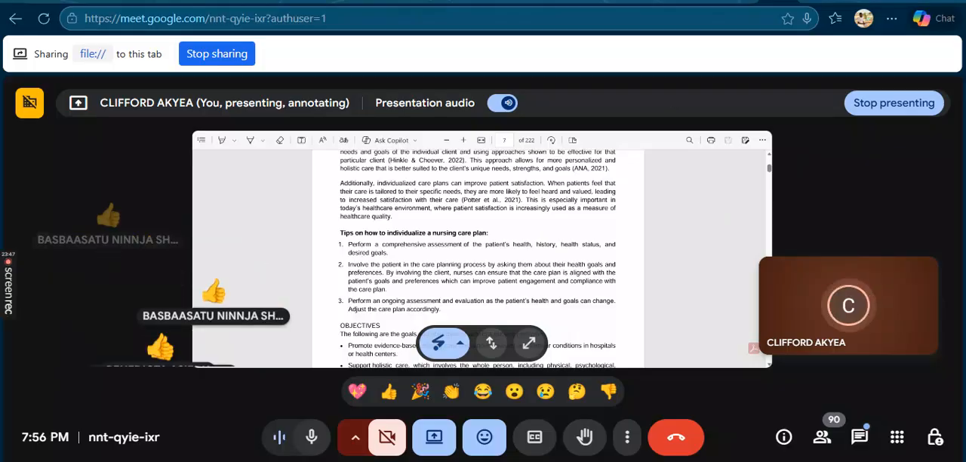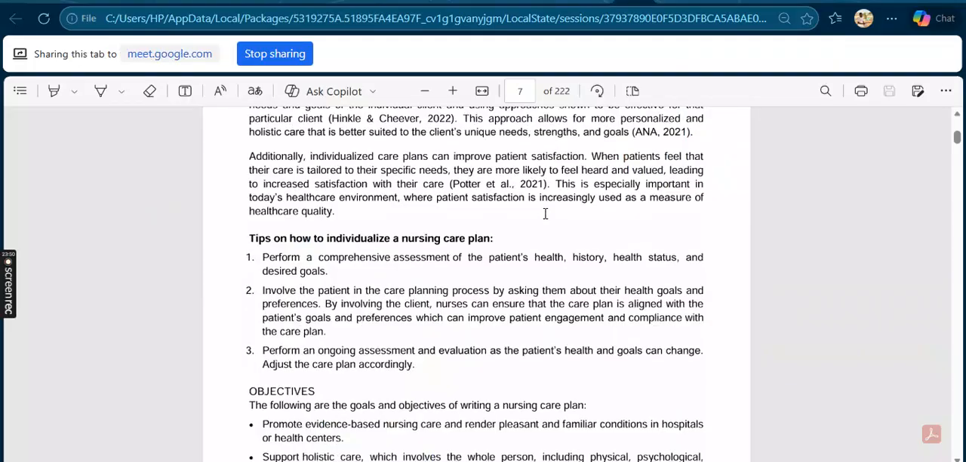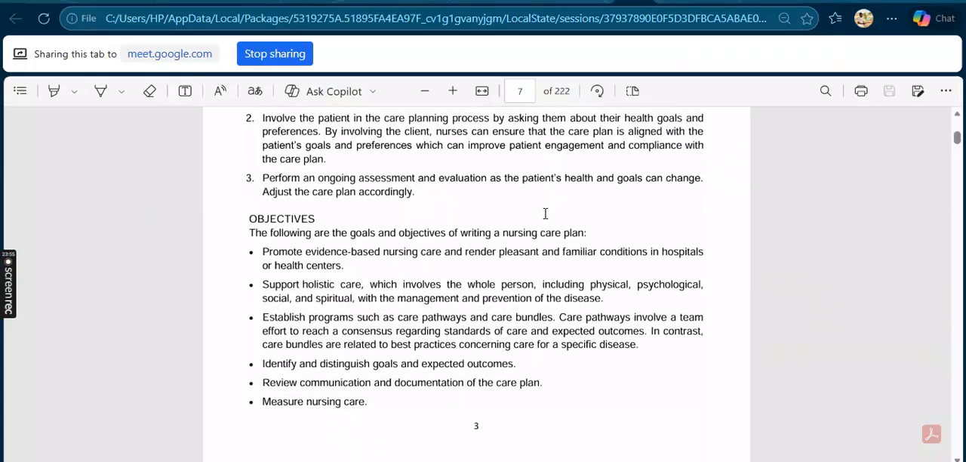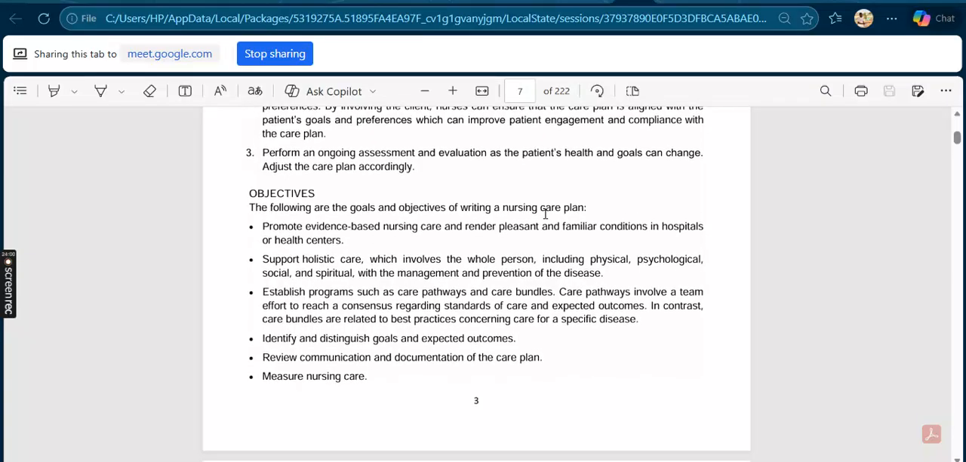Now the objectives. Let's look at the objectives. The following are the goals and objectives of writing a nursing care plan. One, promotes evidence-based nursing care and renders pleasant and familiar conditions in a hospital or healthcare setting. Support holistic care, which involves the whole person, including physical, psychological, social, and spiritual. You see that thing? I mentioned something about religion earlier, with the management and prevention of the disease.